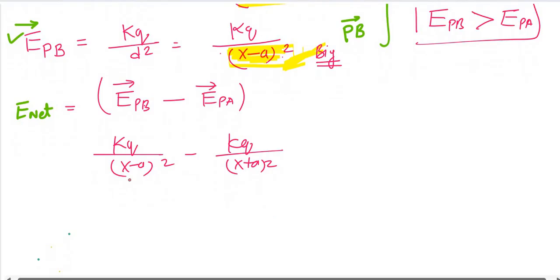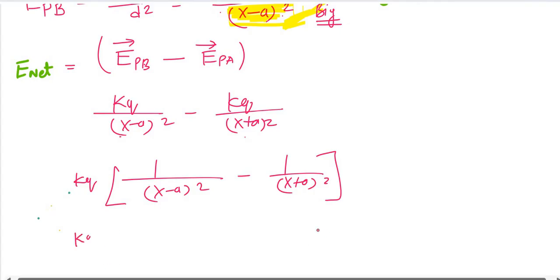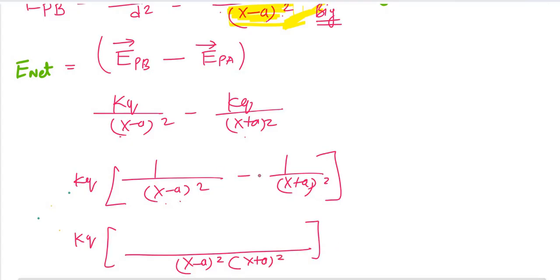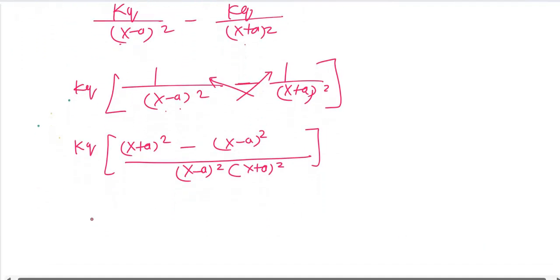Correct? So first let me take kQ common. So kQ is common, and it is 1 by (x minus a) square minus 1 by (x plus a) square. Now the LCM will be nothing but the product of these two, so I can multiply these two: (x minus a) square and (x plus a) square. Now this will be going here and this here, so (x plus a) square minus (x minus a) square. Okay, so far it's okay.